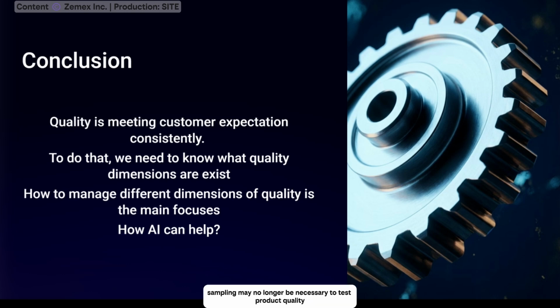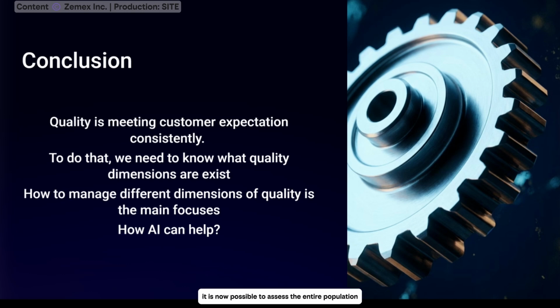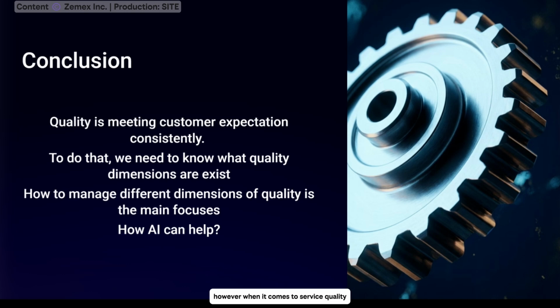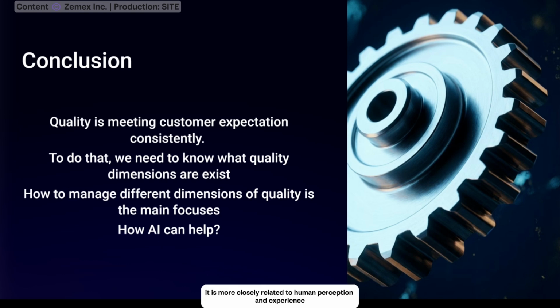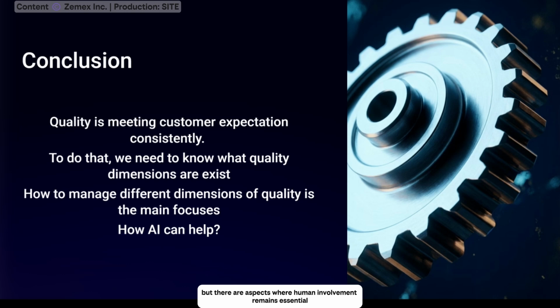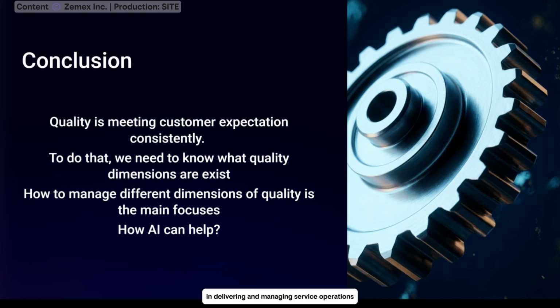In addition, sampling may no longer be necessary to test product quality. Instead of testing a small sample, it is now possible to assess the entire population, which can improve accuracy while reducing the limitations of sampling. However, when it comes to service quality, it is more closely related to human perception and experience. AI can still contribute in certain areas, but there are aspects where human involvement remains essential in delivering and managing service operations.